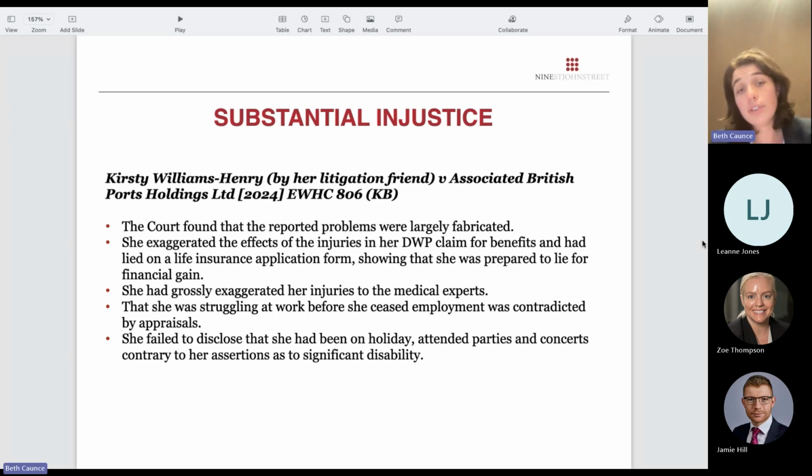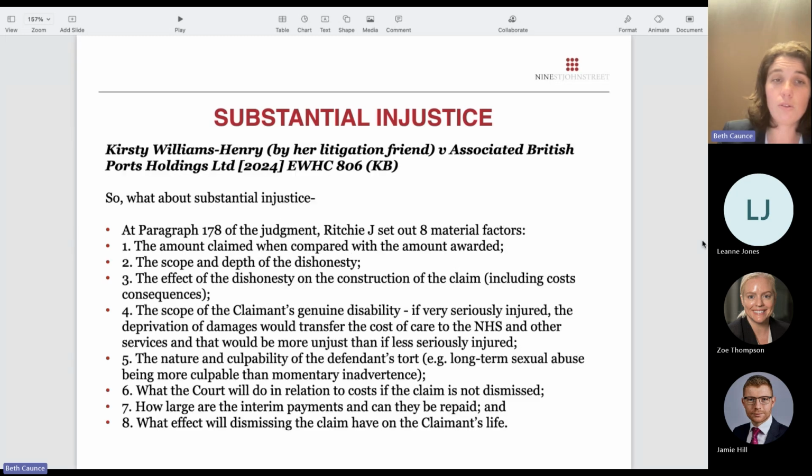The court concluded that the problems that she was reporting were largely fabricated. She'd exaggerated the effects of her injuries in a DWP claim, and she'd lied on a life insurance application form, and this demonstrated that she was prepared to lie for financial gain. The court found that she was grossly exaggerating her injuries. She claimed that she'd been struggling at work, but that could demonstrably be contradicted by reference to the appraisals, and she'd failed to disclose that she was able to go on holiday, attend various events.